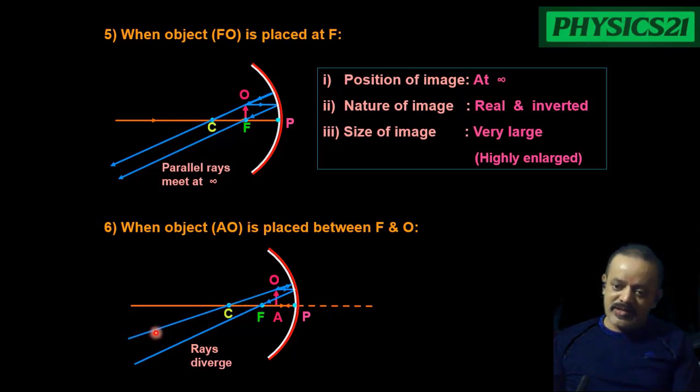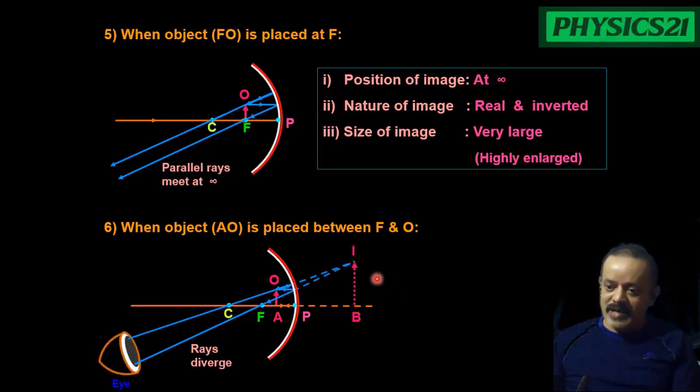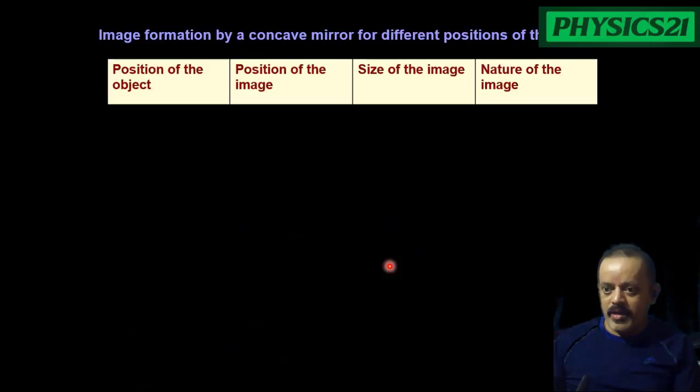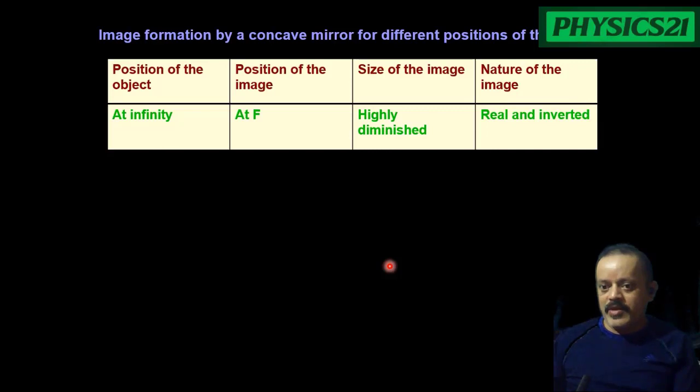Remember, these rays cannot actually intersect, but when we produce these rays in the backward direction, they appear to intersect at this point. So we get the image behind the mirror. This is the only case in which we get a virtual image in a concave mirror. The image will be virtual, direct and enlarged, and behind the mirror.